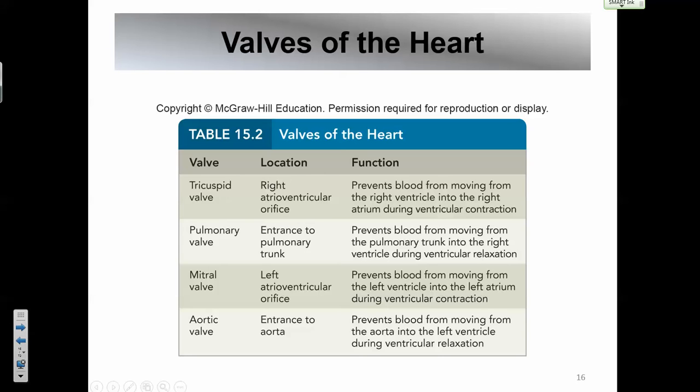But okay, so this explains the valves a little bit more for you on their location. So just to help you out, you've got lots of tables in your book that just help condense your notes a little bit that are helpful. This isn't anything in addition to what I've already typed. It's just a repeat of it. Okay.